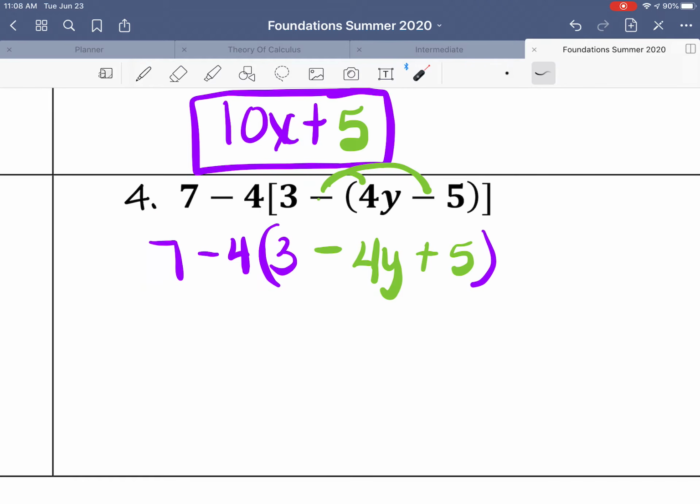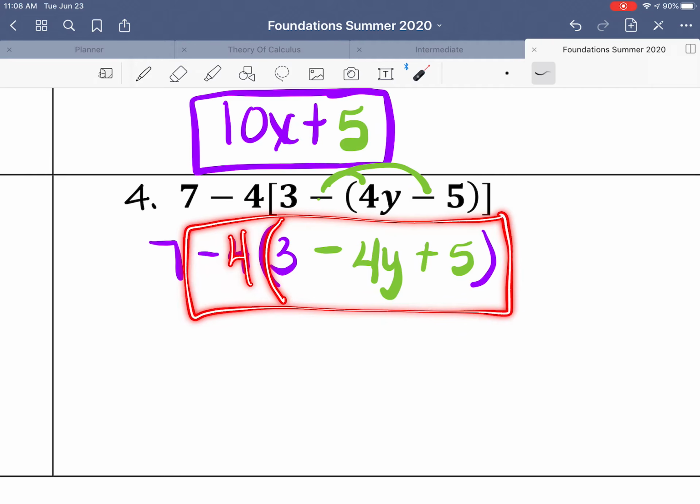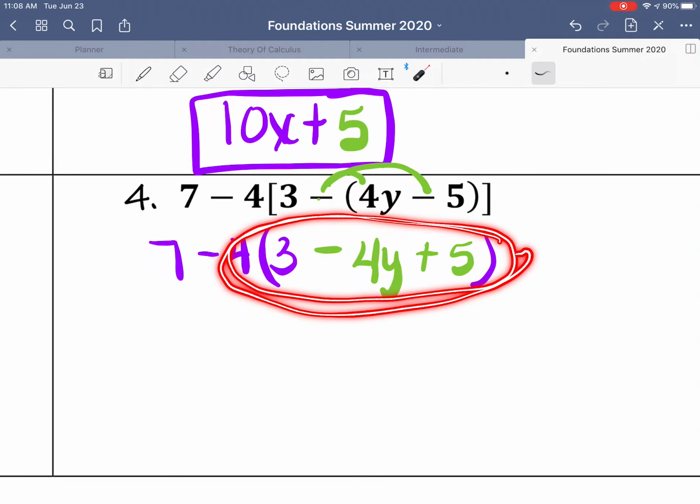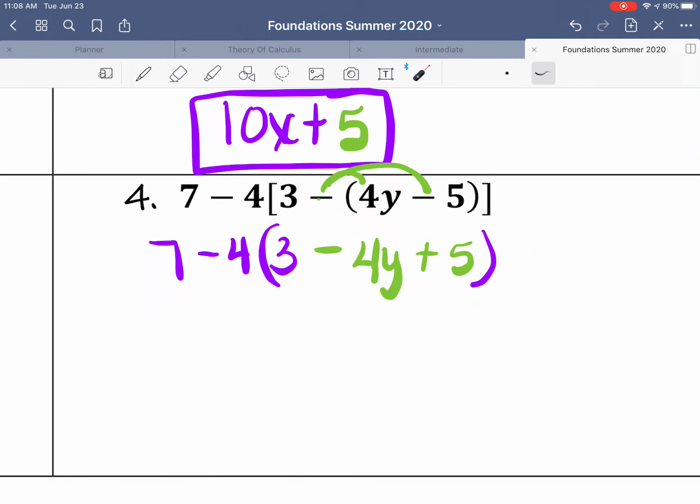Okay, be very careful here. You might be tempted to do 7 minus 4. Why can you not do that first? What do you notice about this 4? This 4 is attached to this group by multiplication. So this is a group, and we learned in our order of operations video that you have to simplify your group before you can deal with subtraction. So let's deal with this group first.